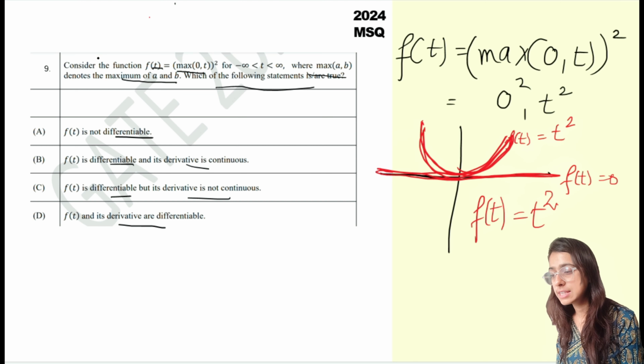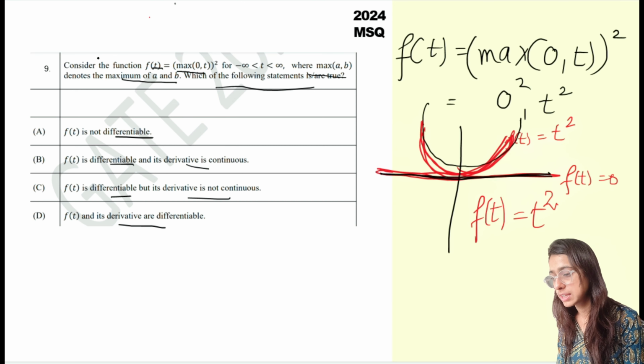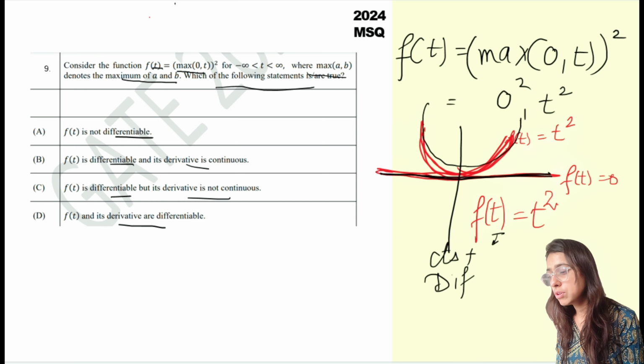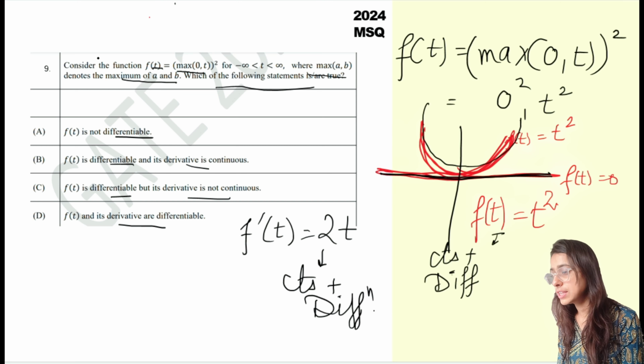Since we can see that t square is a continuous function and it is also a differentiable function, therefore f of t is continuous plus differentiable. Now we will see the derivative. So, f dash of t will be 2t. So, this is also a continuous and a differentiable function. F of t is not differentiable, A is wrong. F of t is differentiable and its derivative is continuous. So, B is the correct option.